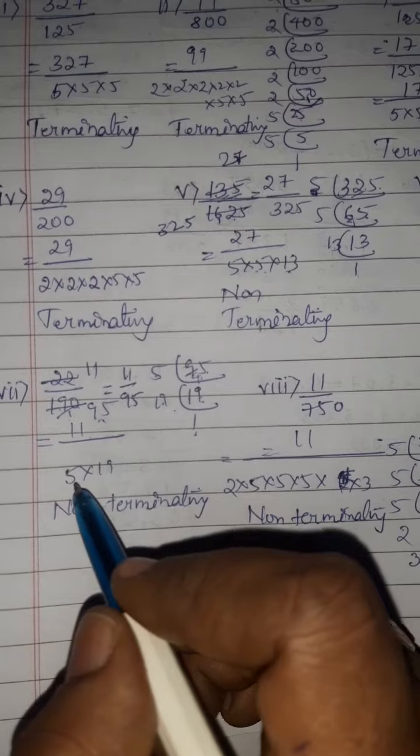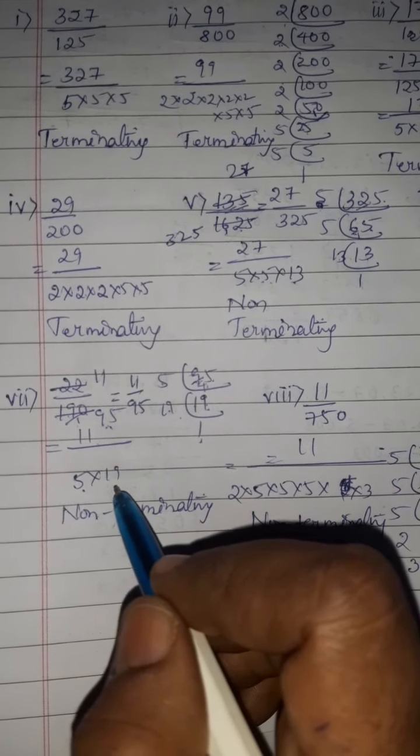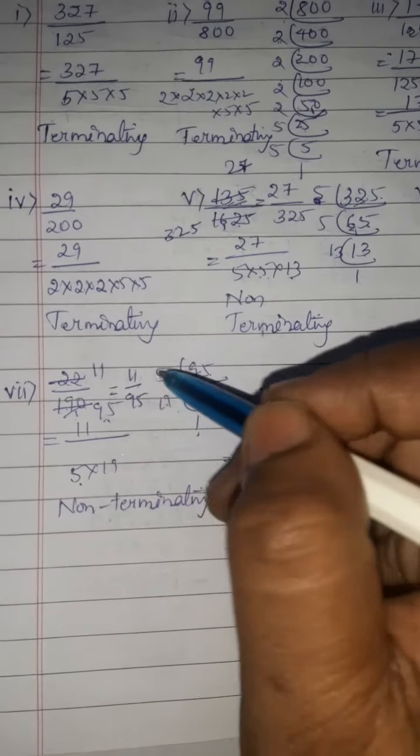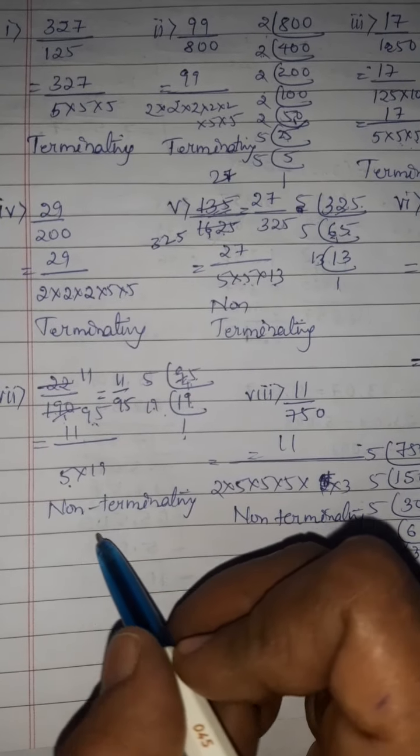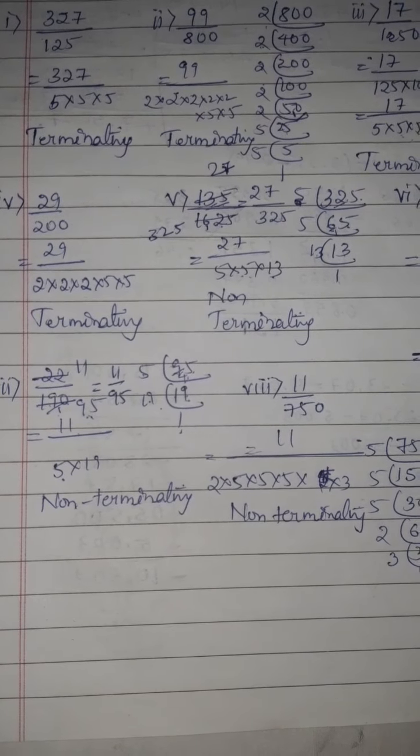Here we observe the prime factors are other than 2 and 5, that is 19 also we have. Therefore, the given rational number will have non-terminating decimal representation.